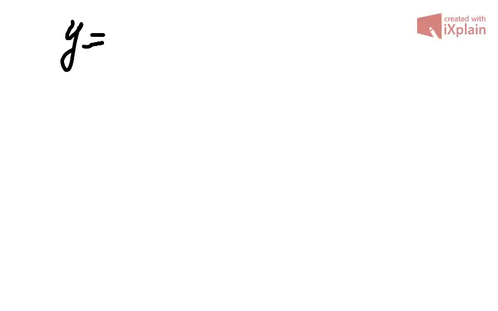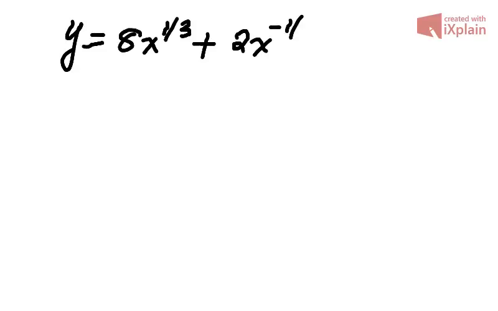Given the function y equals 8x to the 1/3 plus 2x to the power of negative 1/2, we want to differentiate this function twice. So let's see what we have to do. Well, they are added together, these two expressions. So all we need to do is differentiate the first term, differentiate the second term, and add them together. So we'll do that in line.